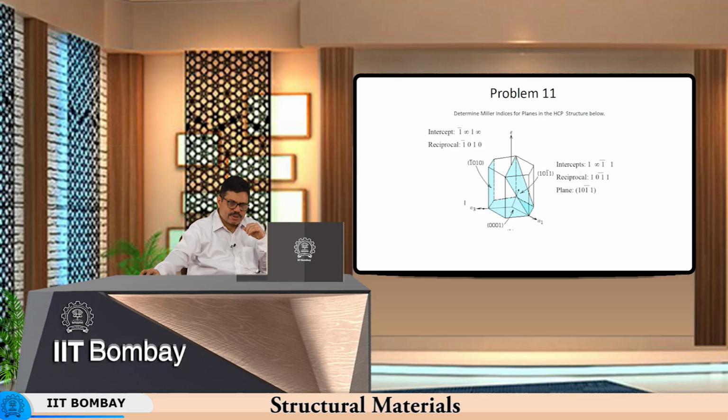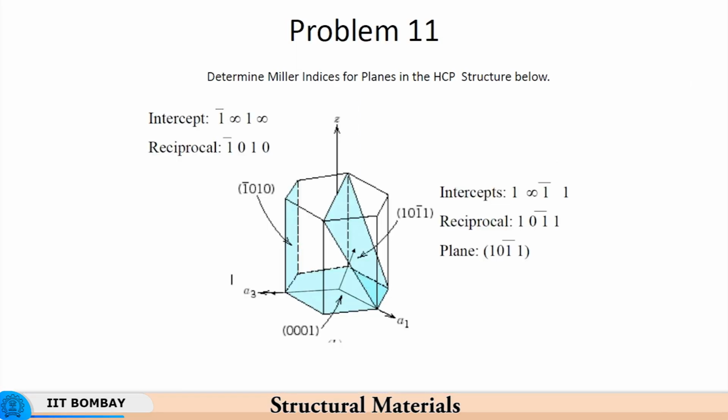Similarly, the basal plane, which is this hexagonal plane, has Miller indices of 0001. That is because it is parallel to all the axes A1, A2 and A3, and so only z is equal to 1. So, you shift the origin to the top. Now, the rule of shifting the origin applies to planes which pass through the origin. So, that is very important.